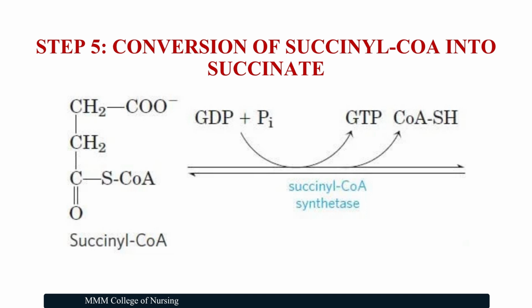GTP is basically the same as ATP. Same energy value, and it's produced directly here without going through the electron transport chain first. GDP plus inorganic phosphate gives GTP here, and CoA is released as a byproduct. To say it simply, succinyl-CoA gives us succinate plus GTP, and the enzyme is succinyl-CoA synthetase.